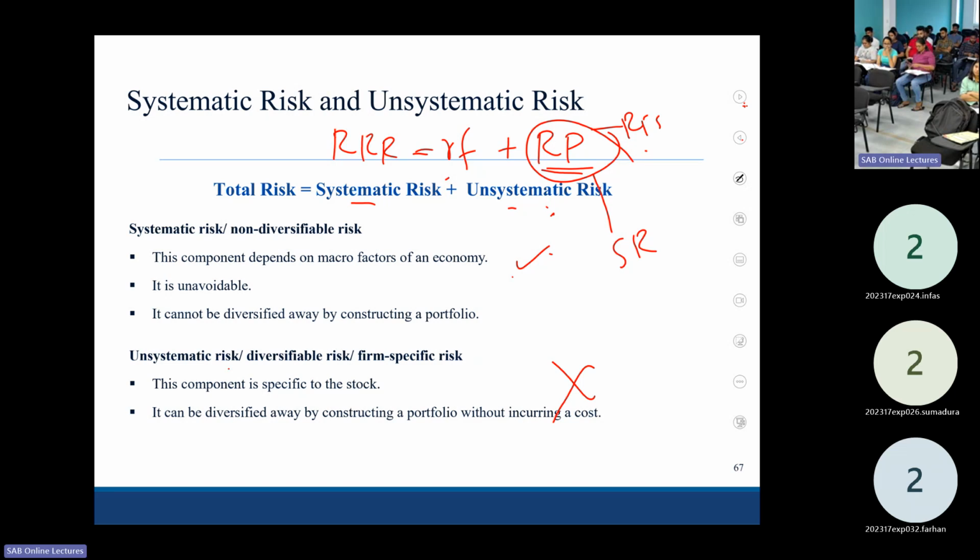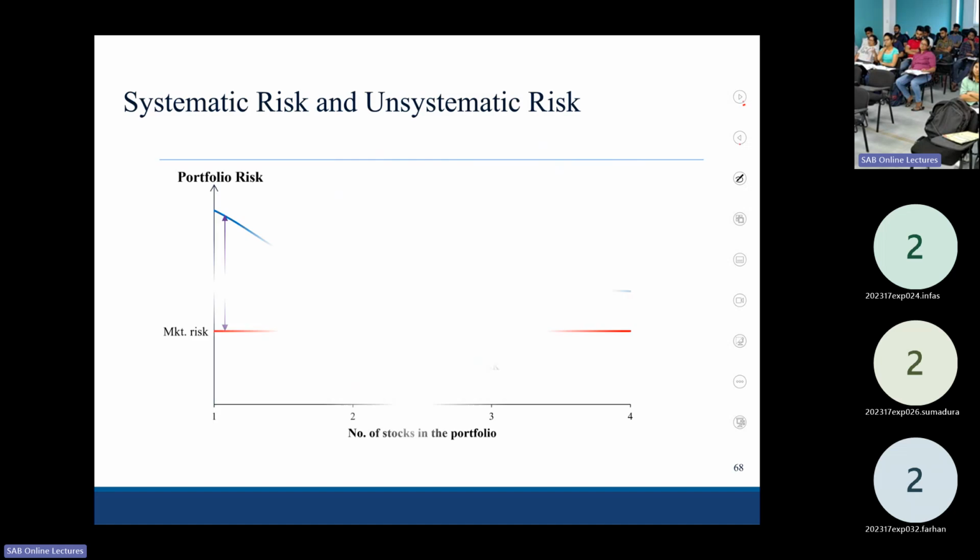From this point onwards, in our portfolio, in the capital asset pricing model, in beta calculation, whatever, what is the relevant risk? Systematic risk. That is the relevant risk. So from this onwards, we discussed the things.